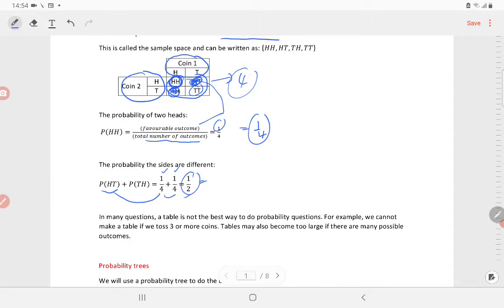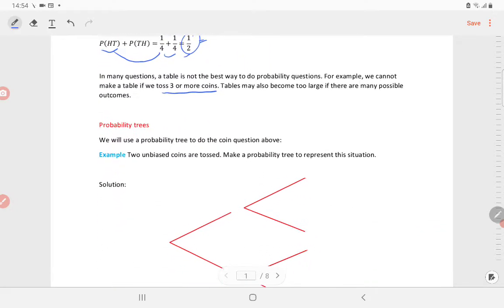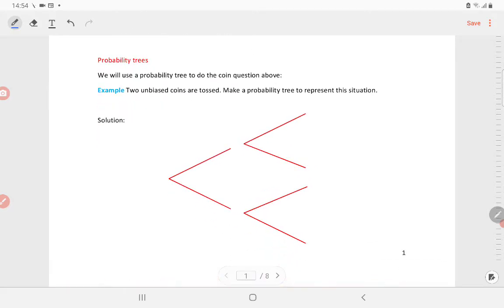Okay, so in many questions, a table is not the best way to do probability questions. For example, we cannot make a table if we toss 3 or more coins. Tables may also become too large if there are too many possible outcomes. So you can imagine, we can't actually make a table if we have 3 coins. So what we do then is we use a probability tree.